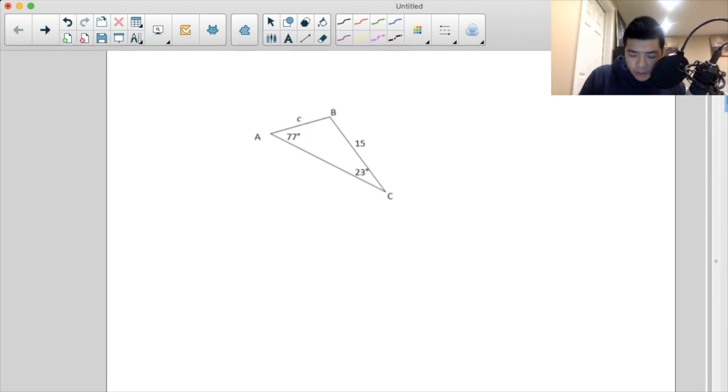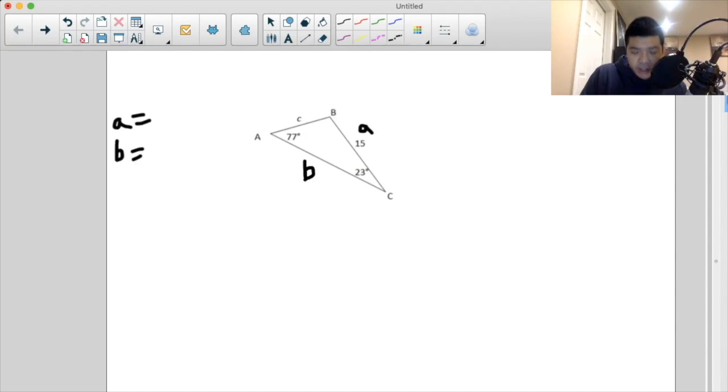Because we know that angle A is directly across from lowercase a, we know that a represents the side that is 15 units long. b is directly across from angle B, and we already have side c labeled there. So let's write those down in a list.